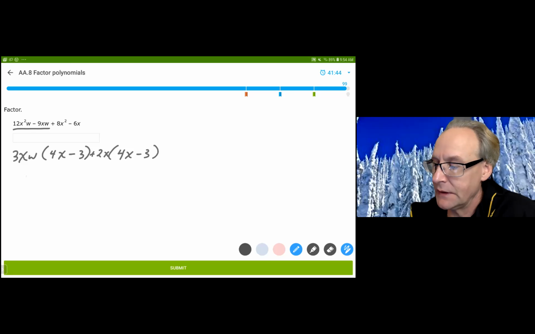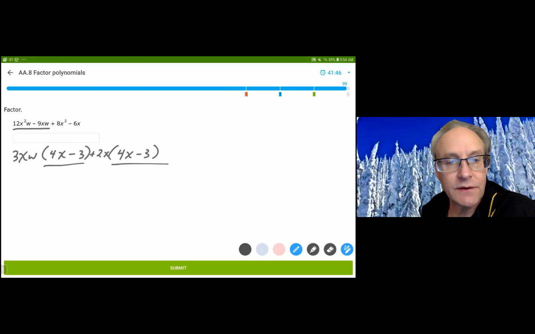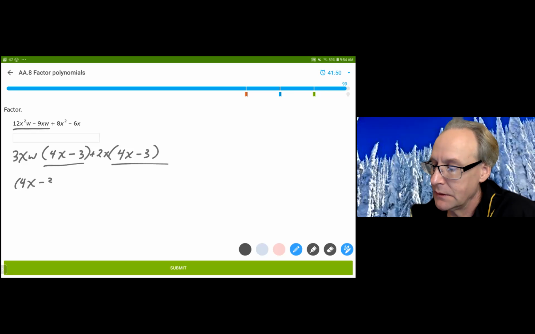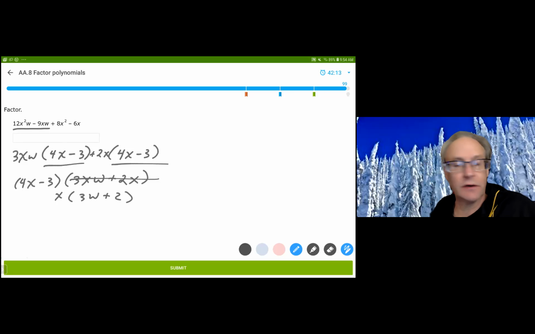And I'm almost done. I take out the common factor. I've got that 4x minus 3. And I'm left with 3xw plus 2x. I'm going to go ahead and write it. I know I don't have to. I could have taken the x out of that. It wasn't that hard. Now I have a common factor of x. So I'm going to take that x out. And we have 3w plus 2 after I take out the x. And there are my 3 terms.